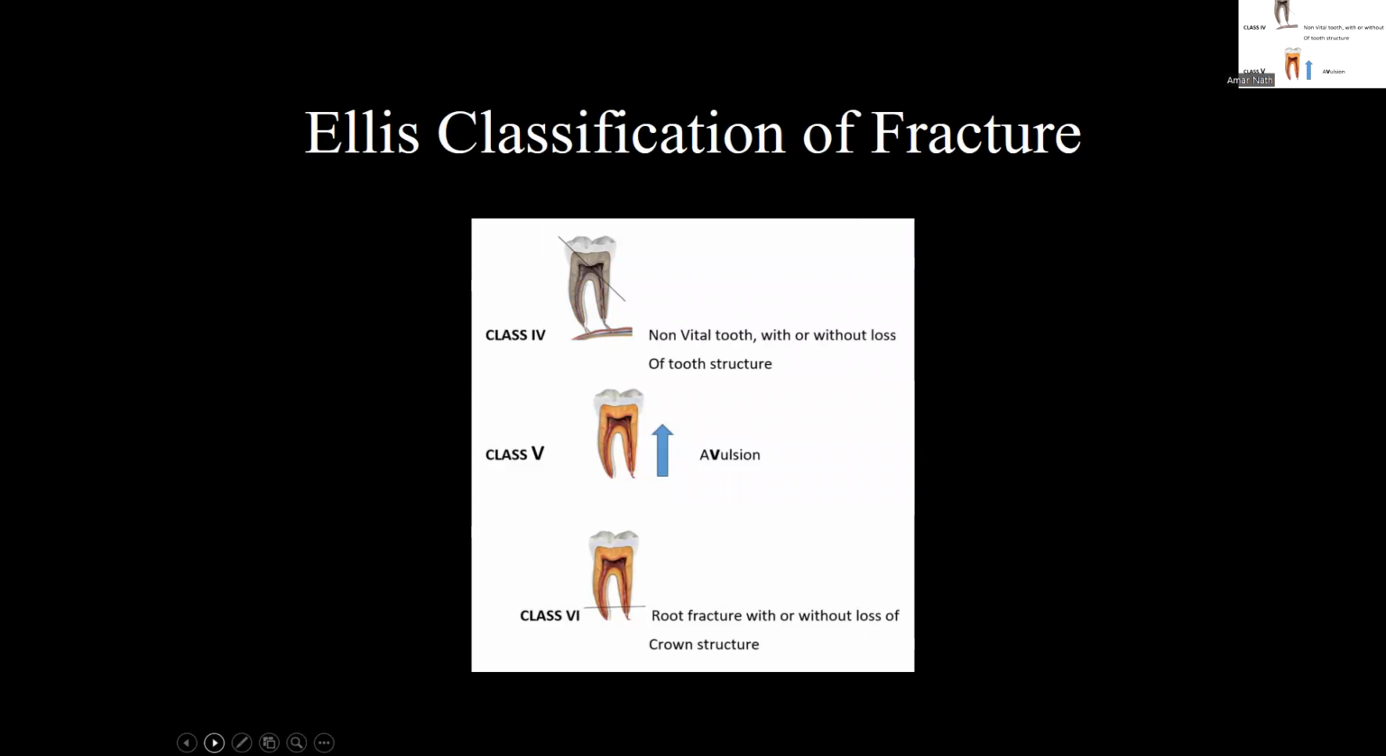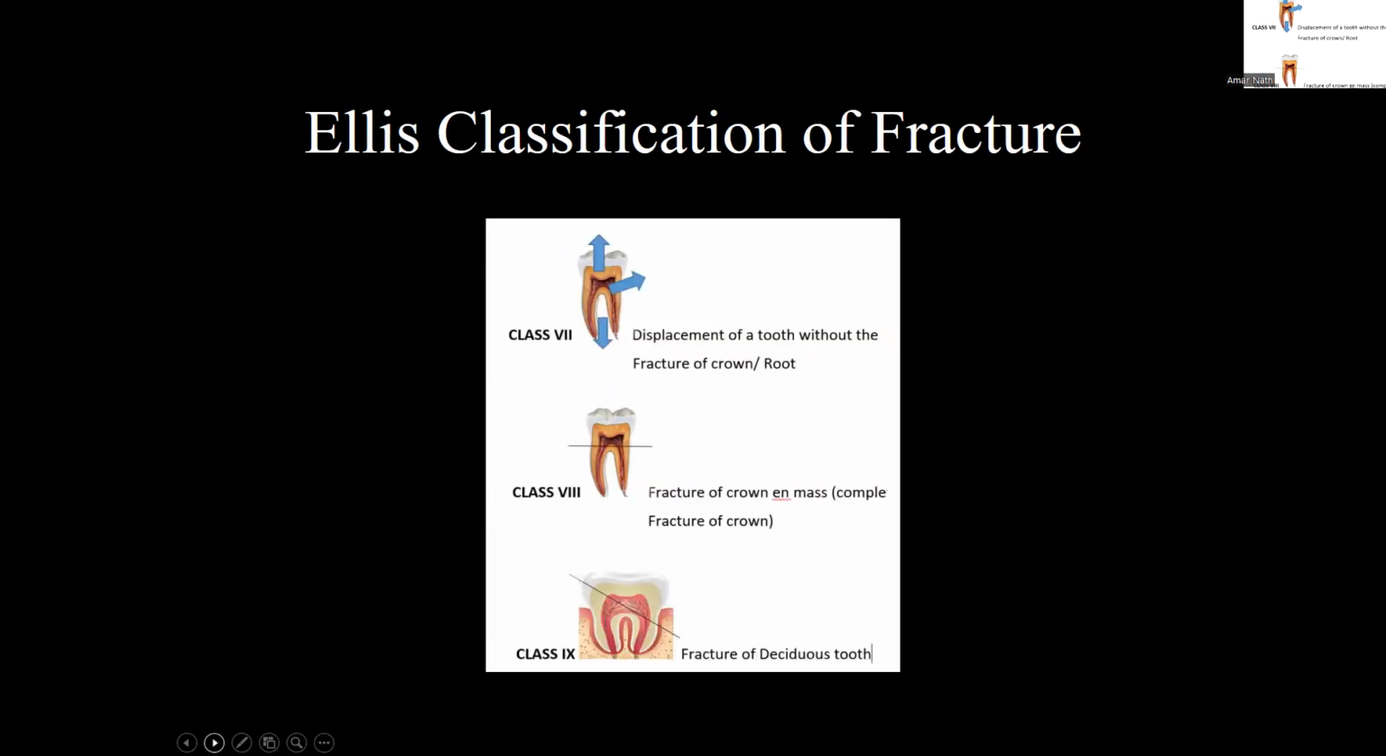Class 4 is non-vital tooth, with or without loss of tooth structure. Class 5 is complete avulsion of the tooth. And class 6 is root fracture, with or without loss of crown structure. Class 7 is displacement of a tooth without fracture of crown or root.